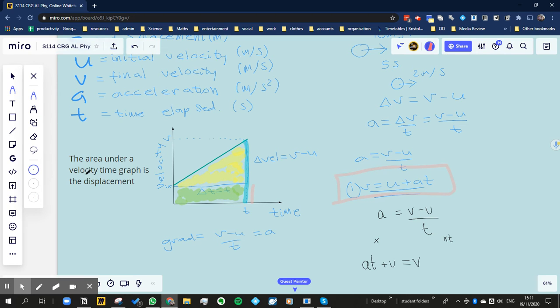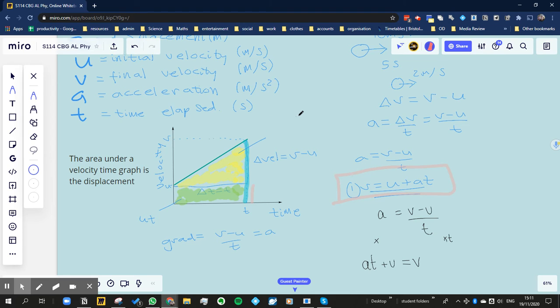So we'll talk about why the area underneath the velocity time graph is the displacement, but for now, let's just trust that it is. The area of this rectangle is going to be base times height. So the height is u, and the base is t. And the area of this triangle here is going to be, well, the area of a triangle is equal to half the base times the height.